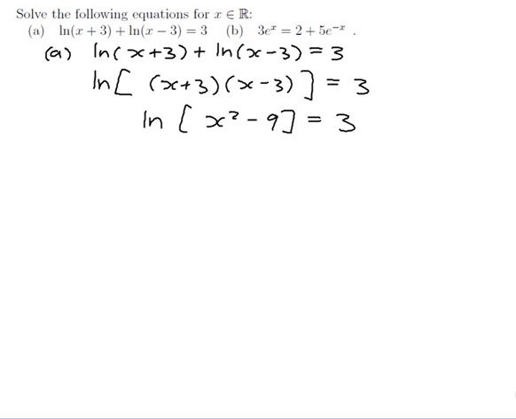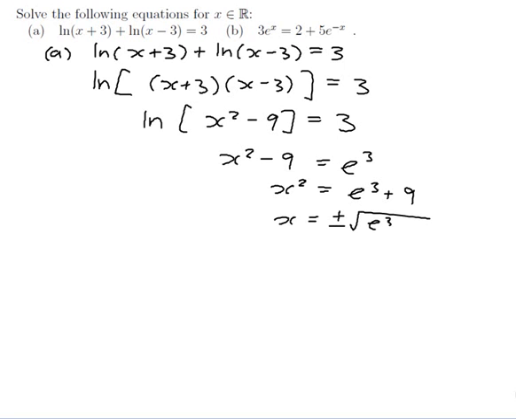And now I could do e to the power of both sides. So e to the power of the left-hand side, I'd get e to the power of ln(x squared minus 9). And over here I'd get e to the power of 3. And then the e and the ln would cancel each other out. So I could just write x squared minus 9. So x squared is equal to e cubed plus 9. So x would be equal to plus or minus the square root of e cubed plus 9. Not pretty, but there it is.